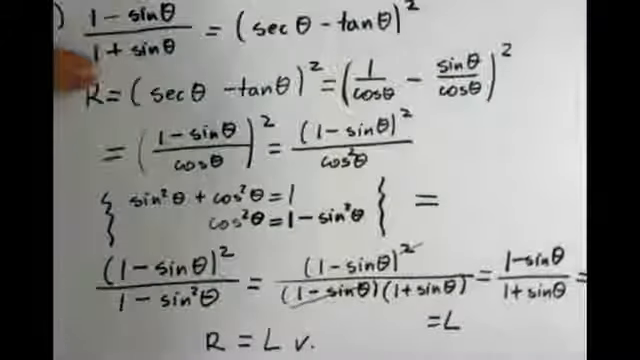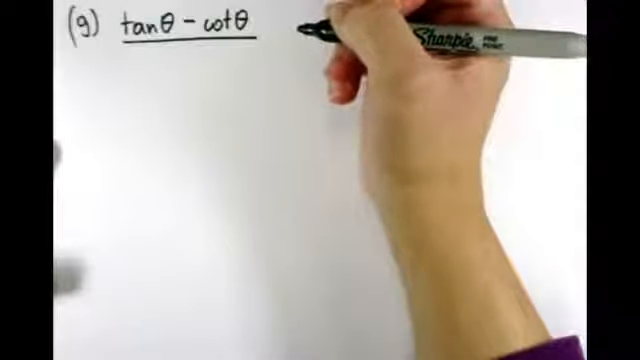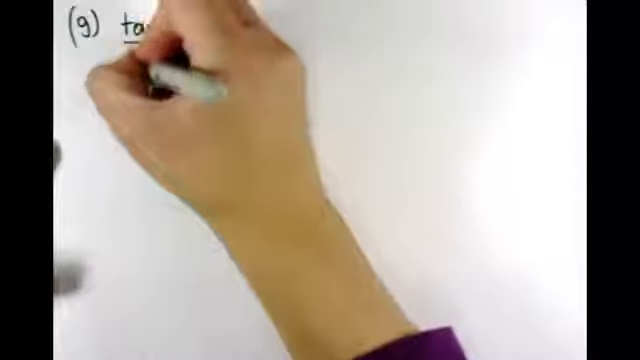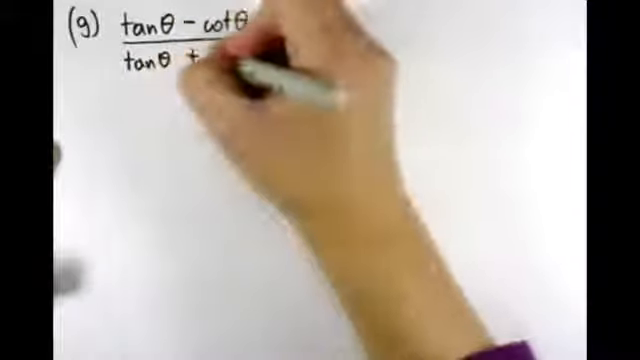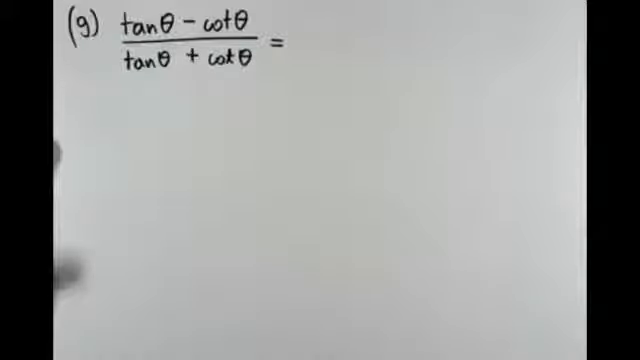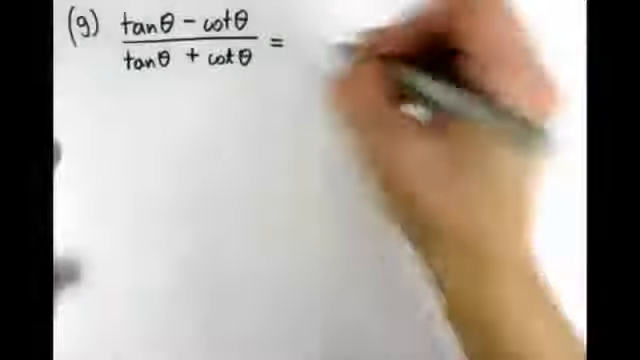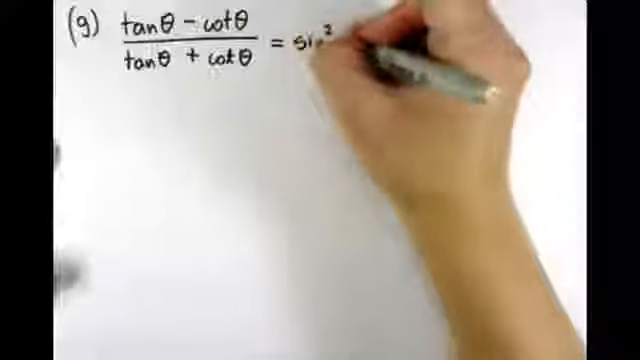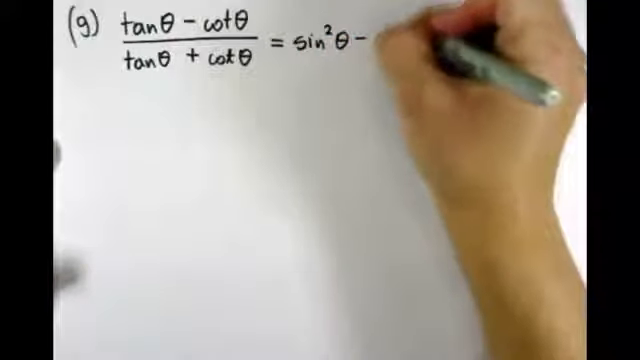Another example. G. We have tangent theta minus cotangent theta, all over tangent theta plus cotangent theta, is equal to sine square theta minus cos square theta.